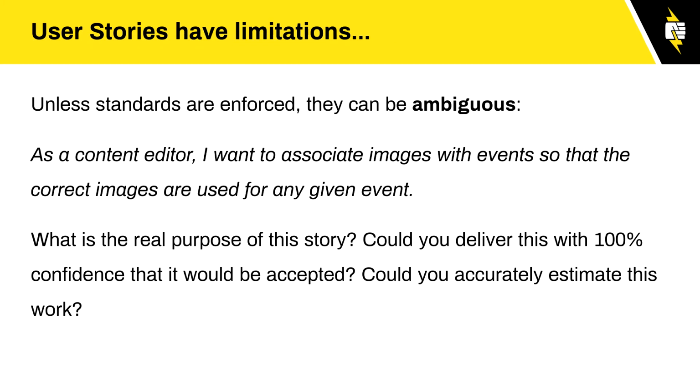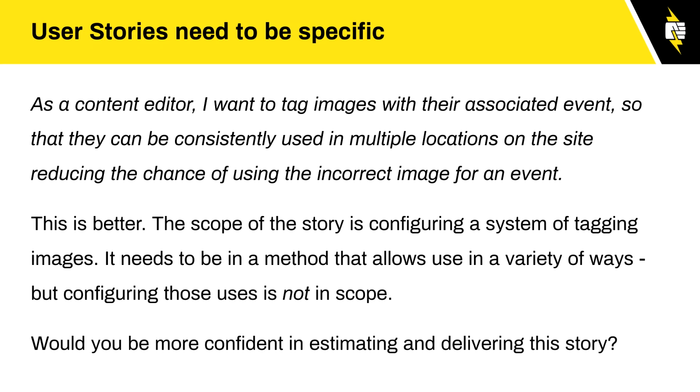So unless standards are enforced, they can be ambiguous. Right? As a content editor, I want to associate images with events so that the correct images are used for any given event. What's the real purpose of the story? Could you deliver this with 100% confidence? It's probably not. If we add more details, right? If we add in that we want to tag images with the associated event so that they can be consistently used in multiple locations on the site, reducing the chance of incorrect images for an event.